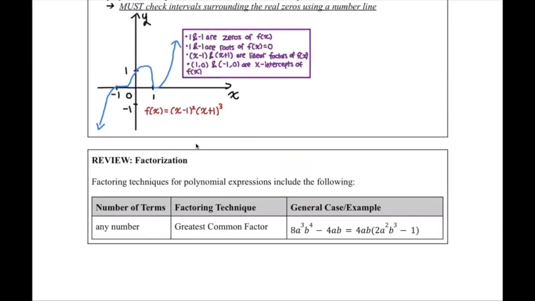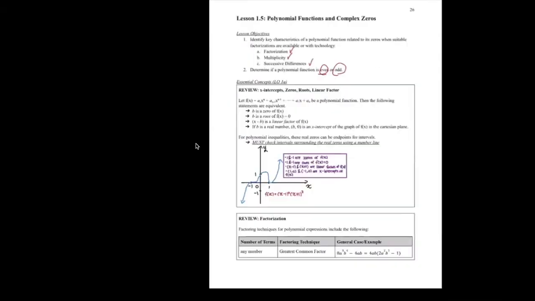Now let's review what factorization is. Factoring techniques for polynomial functions include the following. For any number of terms, you can always try to factor using the greatest common factor. For instance, if you have 8a³b⁴ - 4ab, by looking at the expression, we can conclude that the greatest common factor is 4ab. So we can rewrite this as 4ab(2a²b³ - 1).